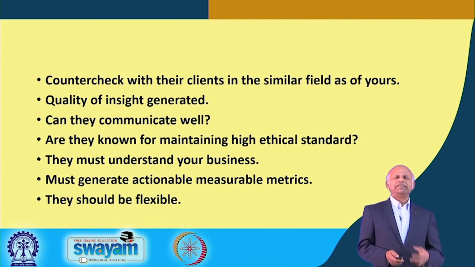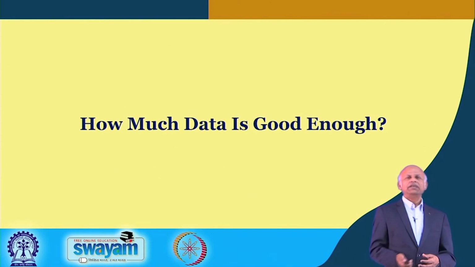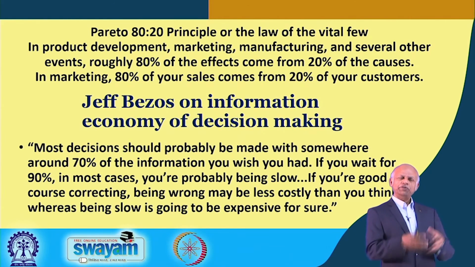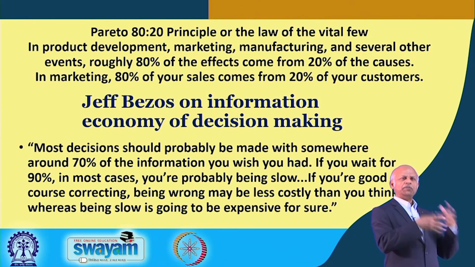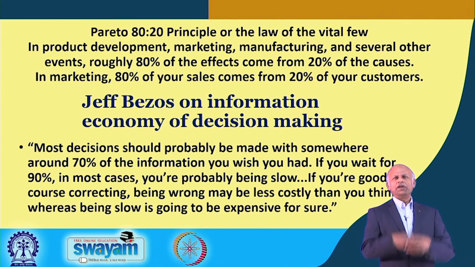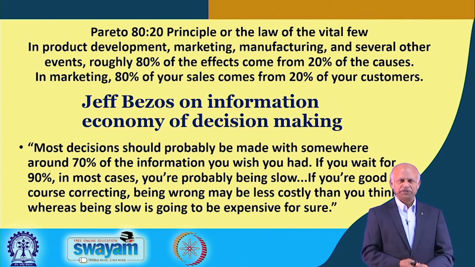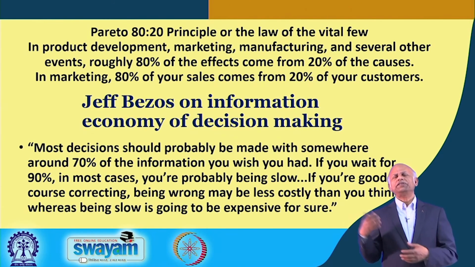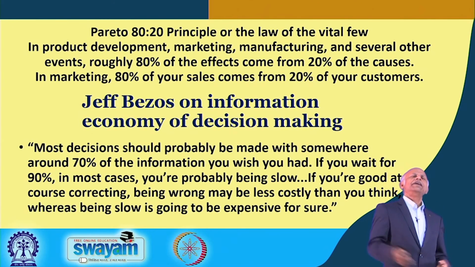But how much data is good enough? That is the next question, and the answer is here. There is something called the Pareto Principle. Pareto came up with a principle that for anything, 80% of the things come out of 20%, meaning if you are doing research, 80% of the outcome or IP will be generated out of only 20% of your projects, or 80% of the sales will come out of 20% of the customers, 80% of the effects are generated out of 20% of the causes, something like that. It is applicable everywhere.